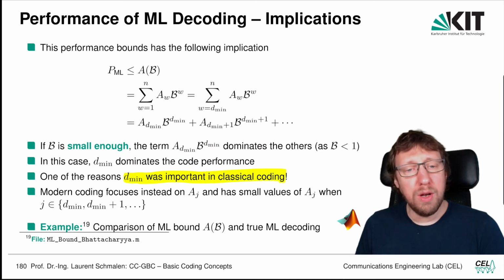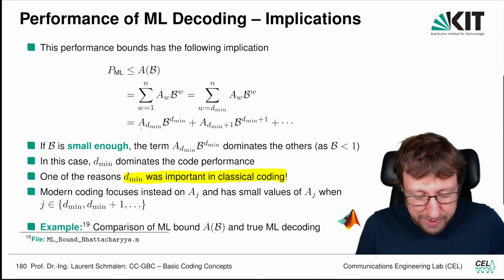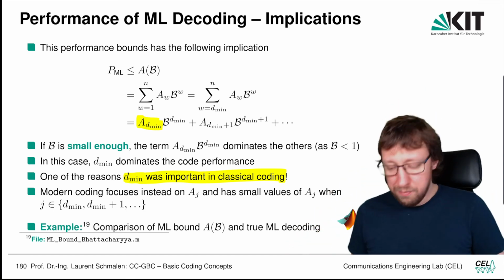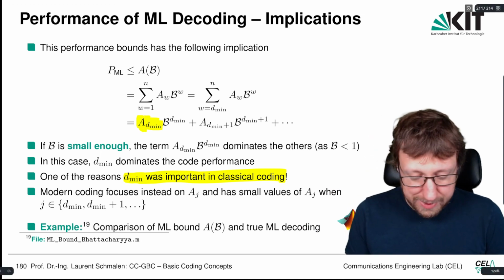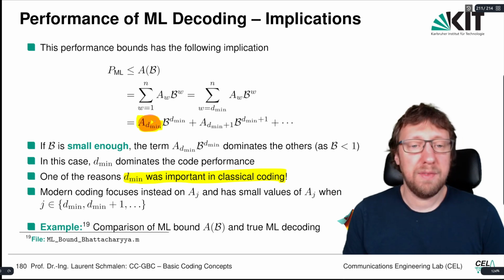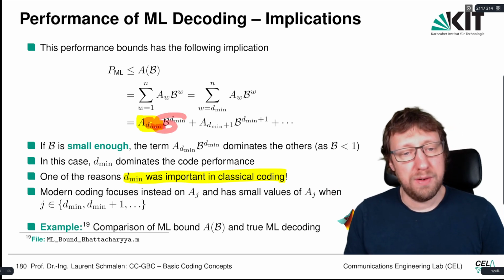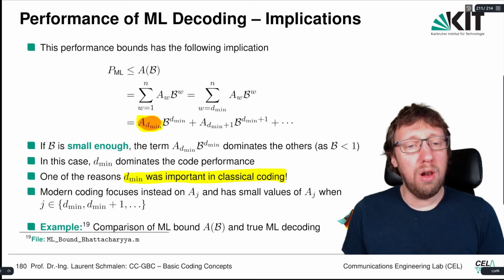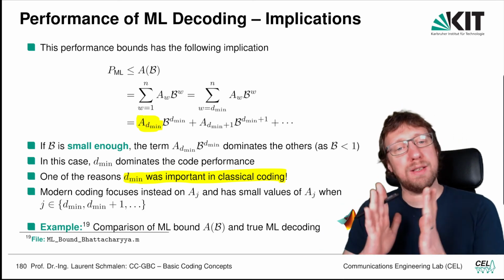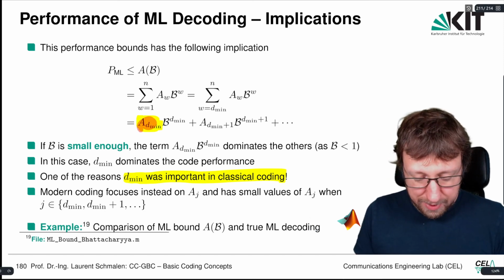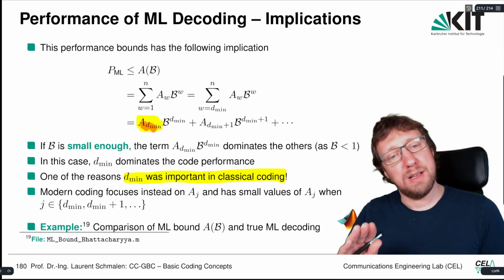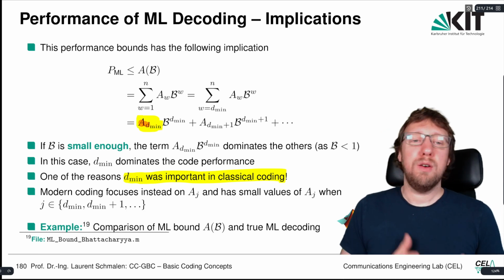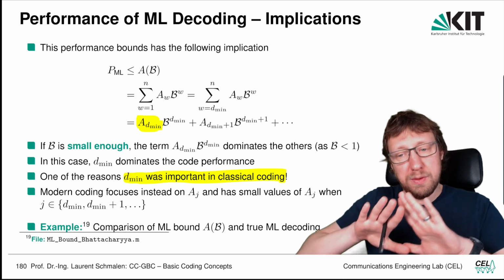And minimum distance is not only important, it was very important in classical coding, but these weights are also important. So what can happen is that the minimum distance is very small, but if this A is very small as well, then this term still doesn't have a contribution. So modern coding also focuses on A, to make the A small if the minimum distance is small. We can tolerate a small minimum distance, but if this guy is small, then the contribution will be small as well. So we can have a minimum distance that is small if A is small, so we have a good weight enumerator. That means maximum likelihood decoding performance can also be pushed down.